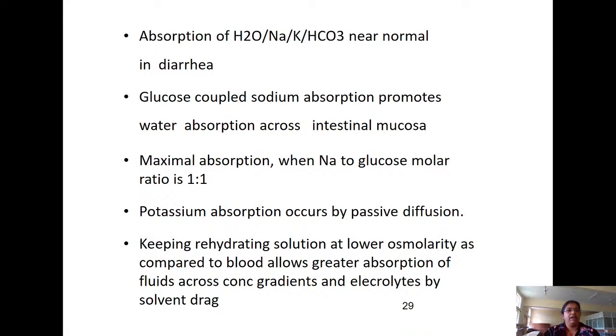Okay, so in diarrhea, the absorption of sodium, potassium, chloride as well as bicarbonate is always normal unless some pathology exists. Glucose coupled with sodium absorption promotes water absorption across the intestinal mucosa along with the glucose sodium transporter. Maximal absorption occurs when the sodium to glucose molar ratio is 1:1. Potassium absorption occurs by passive diffusion, including water also. Keeping the rehydrating solution at a lower osmolarity compared to the blood will cause greater absorption of fluid across the concentration gradients, and of electrolytes by solvent drag, that we all know.